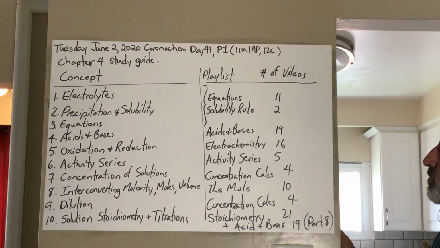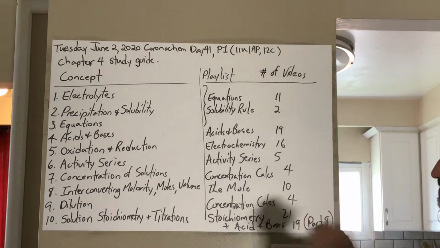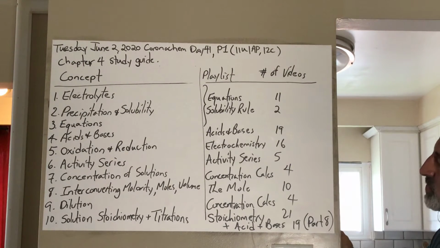So, for example, these are all the subsections of the chapter. If you want to understand electrolytes, you can look through the playlist titled Equations, which has 11 videos. The Solubility Rule playlist has 2 videos. Now, obviously, you don't want to watch every single video. Some of them are upwards of 15 or 20 minutes.